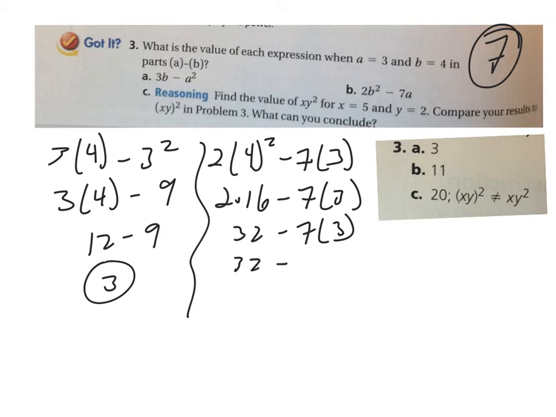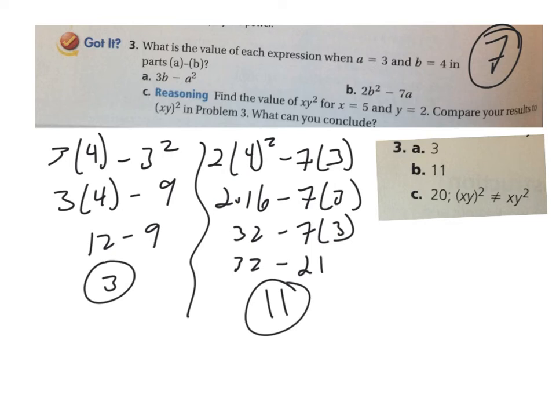32 getting brought down, and then 7 times 3 is 21. Notice it's kind of cruising right through order of operations. And then 11 is the answer. So again, to make sure we understand what I did here: exponents first, then multiplication and division as I come to them left to right, and then addition and subtraction as we come to them left to right.